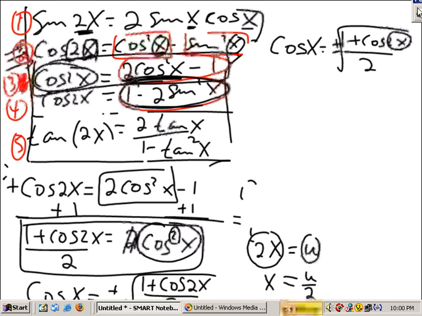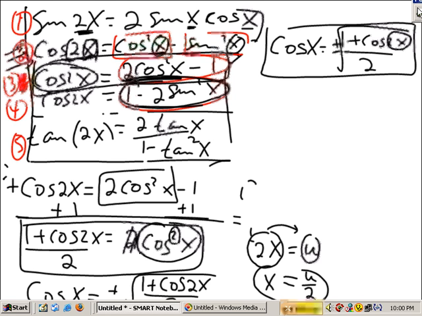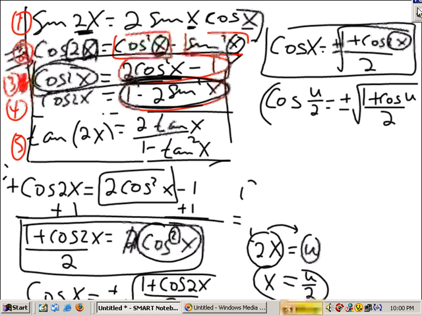And we now know x is u over 2. So in this formula, wherever I see x, I put u over 2. And wherever I see 2x, I put u. So the cosine of u over 2 is equal to plus or minus the square root of 1 plus cosine u, over 2. This formula right here is called the half angle formula.